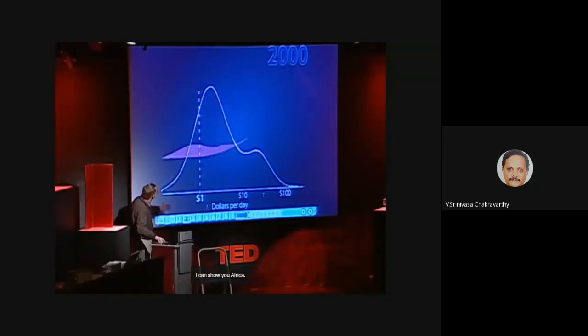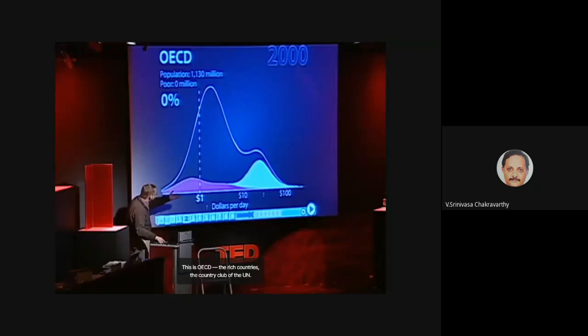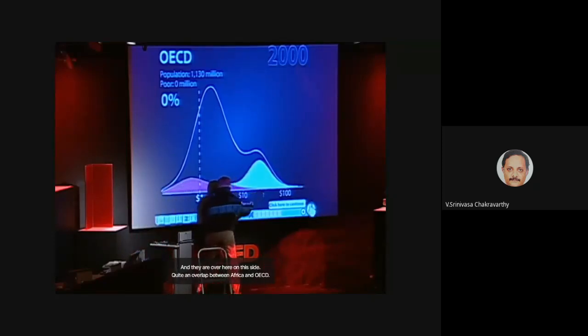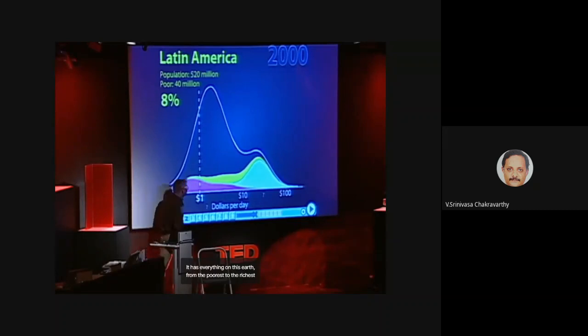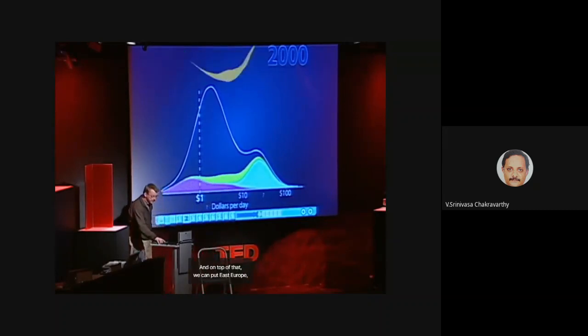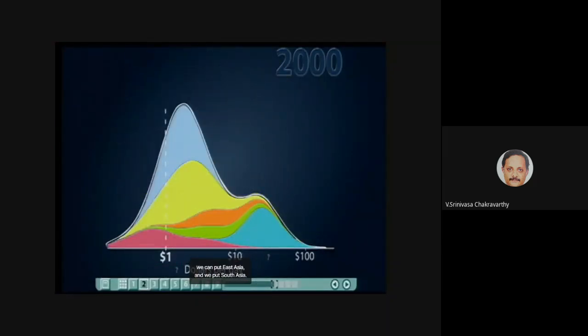I can show you Africa. This is Africa, 10% of the world population, most in poverty. This is OECD, the rich countries, the country club of the UN. They are over here on this side, and there is quite an overlap between Africa and OECD. And this is Latin America. It has everything on this earth, from the poorest to the richest. On top of that, we can put East Europe, East Asia, and South Asia.